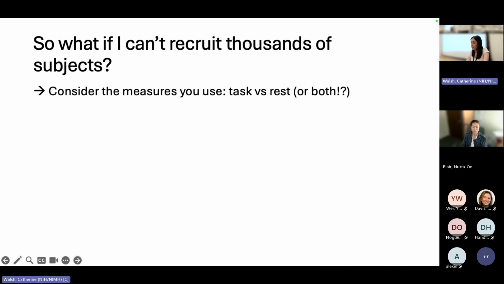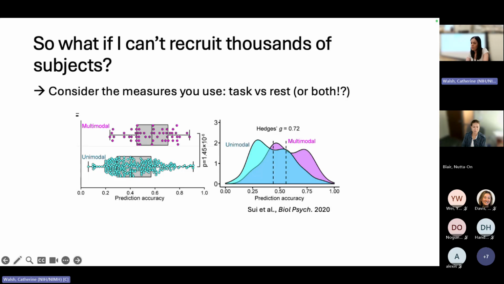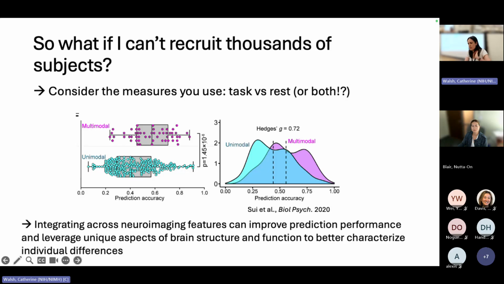Other reviews have also suggested that this is not necessarily an either-or decision. You can use more complex models for predicting behavior on a task and individual differences that include both task and rest. Studies that use multiple modalities, so this bar plot up here, tend to do better than just using a single modality model, whether that's task or rest. It's possible that integrating different neuroimaging features can improve prediction performance because they're targeting unique aspects of brain and function, so they better characterize individual differences.